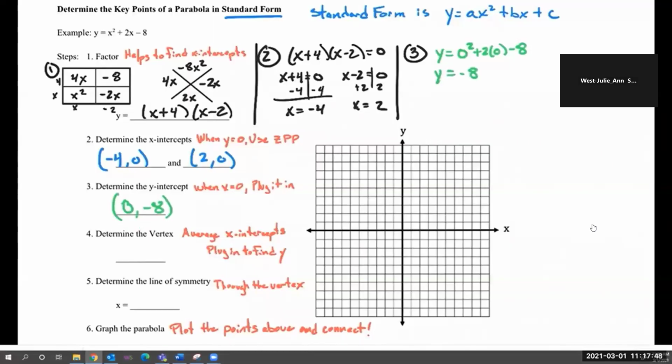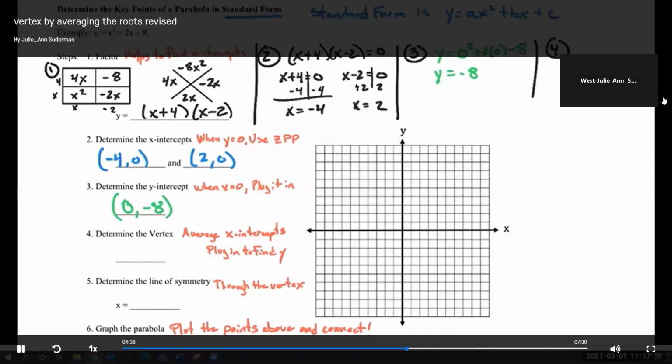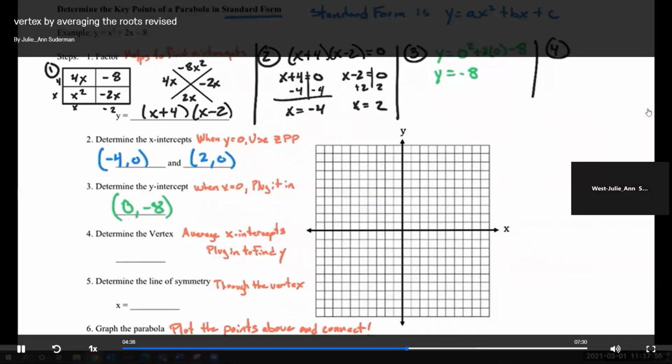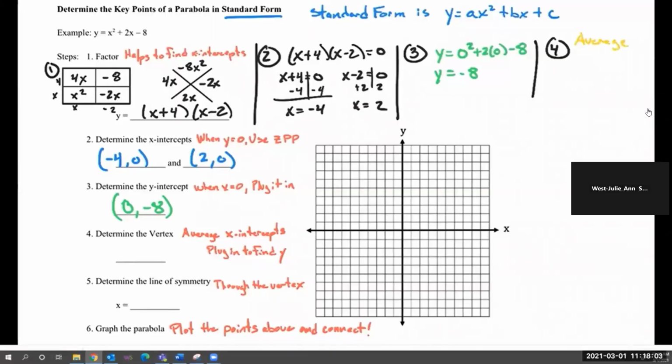Now, step 4 is to determine the vertex based upon our x-intercepts. So you have to average those x-intercepts. So I'll do this in yellow here. I'm going to take the average. That's what I have to do first. Add them up and divide by 2. And so we do negative 4 plus 2 because those were our x-intercepts. And then I divide by 2. So this is negative 2 divided by 2, which is equal to negative 1. That is the x value of our vertex.